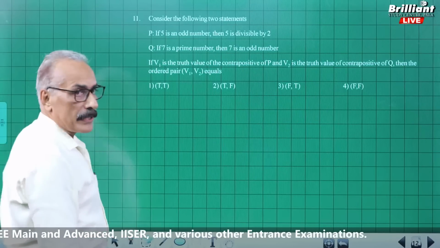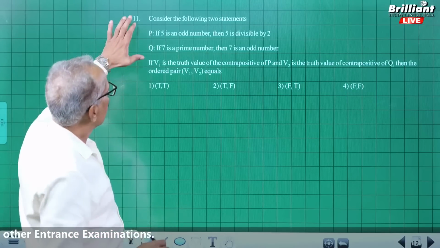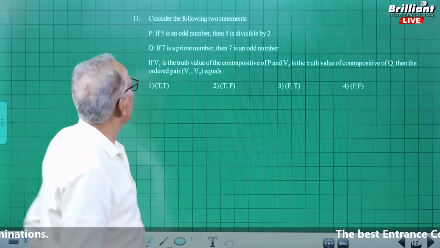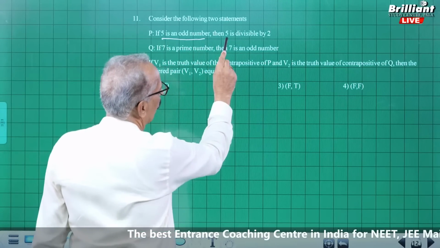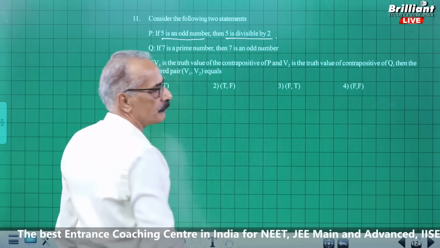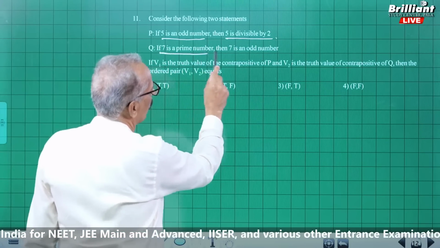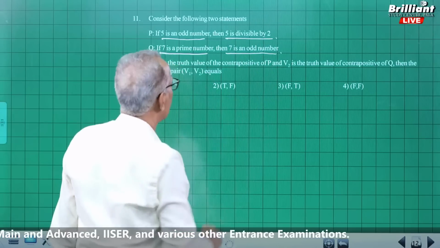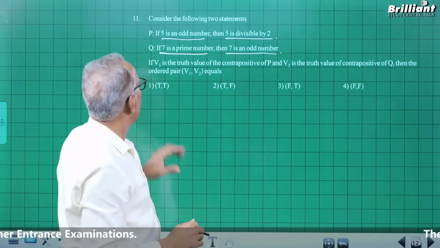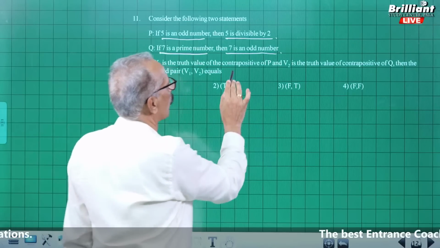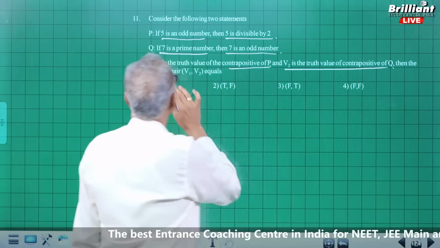Look, this is mathematical reasoning or logic. Consider the following two statements. P: if 5 is an odd number, then 5 is divisible by 2. Question Q: if 7 is a prime number, then 7 is an odd number. That's a conditional clause, that is if-then. V1 is the truth value of the contrapositive of P. V2 is that of the Q.